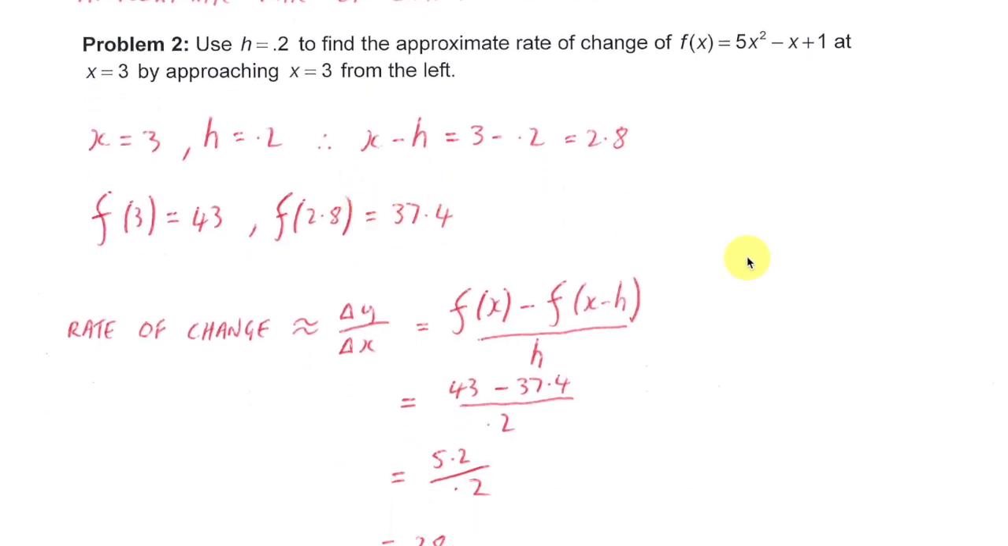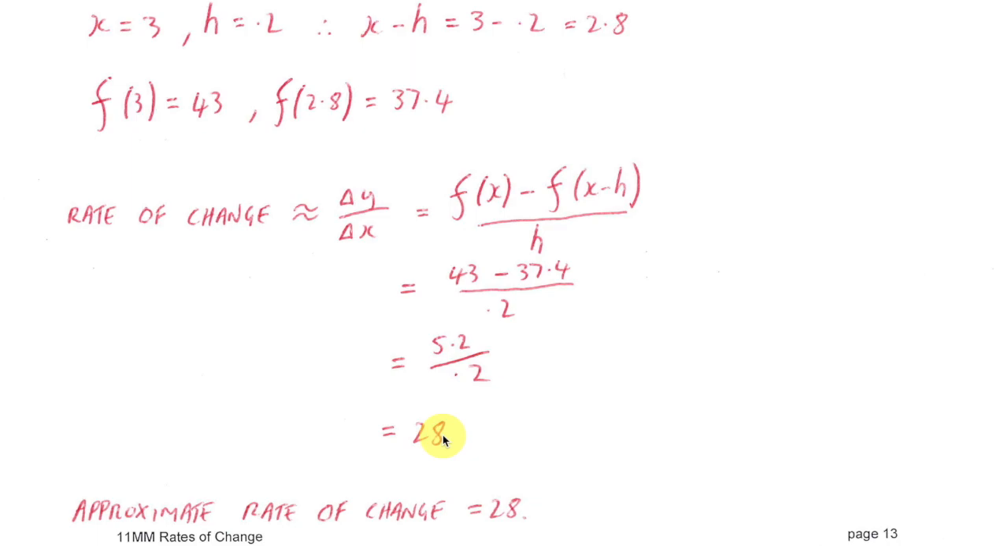Sorry for scrolling all over the place. So x equals 3, we're told the horizontal distance is 0.2, and we're doing it from the left, so it's x minus h. 3 take away 0.2 gives me that 2.8. F of 3 is 43, F of 2.8 is 37.4. My rate of change is approximately going to be equal to this. So it's that version of the rule that I'm using in the yellow box. So it's 43 take 37.4 over 0.2 to give me 28. So my approximate rate of change is 28.